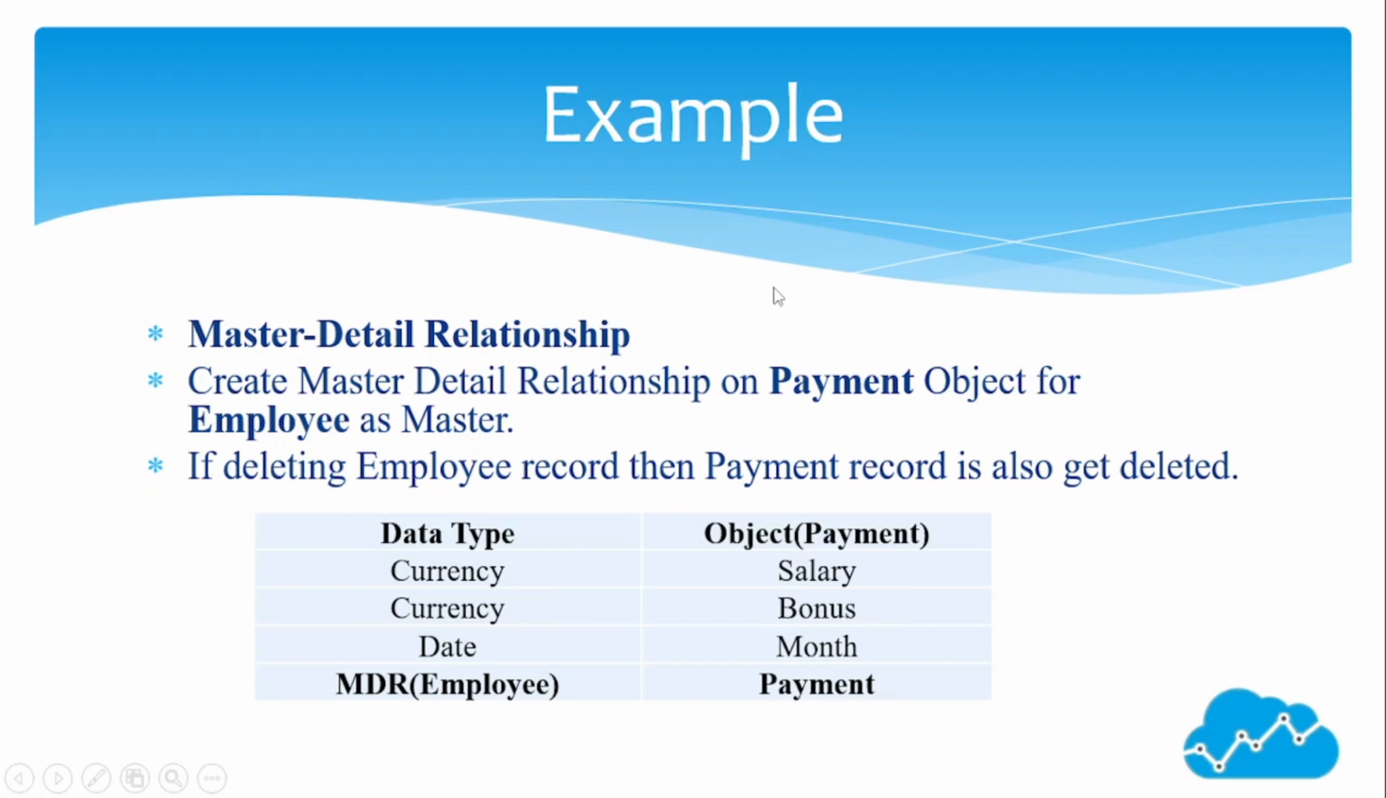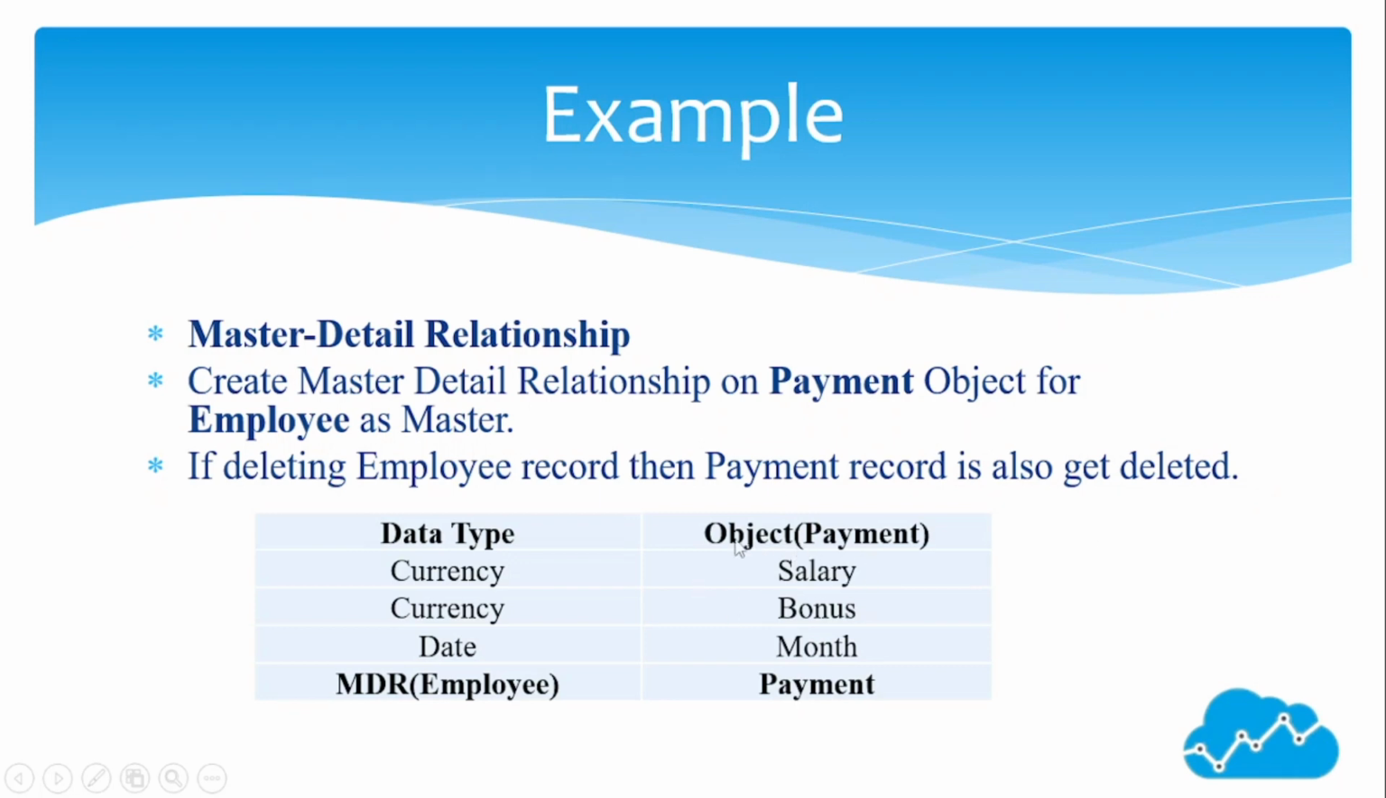So let's see an example of creating master detail relationship. Create master detail relationship on the payment object for employee as master. If we delete an employee record, then the payment record also gets deleted.